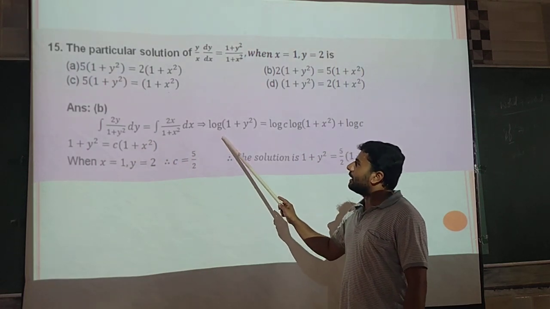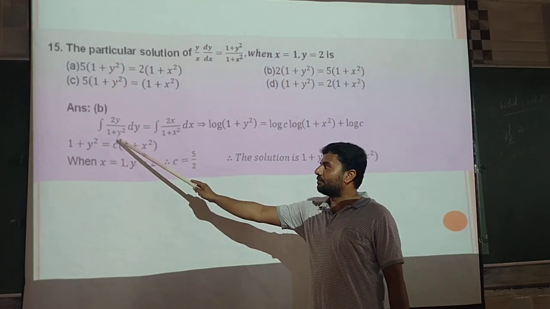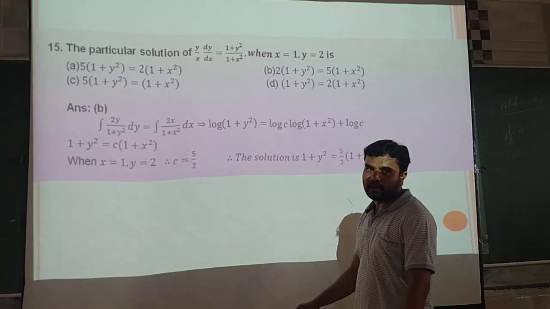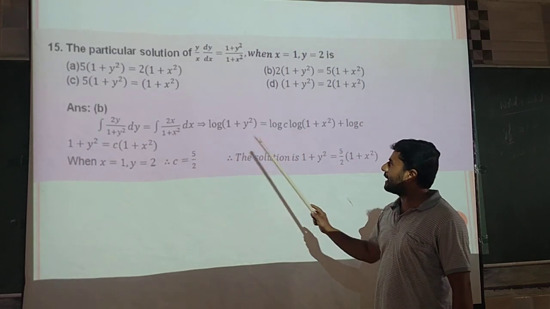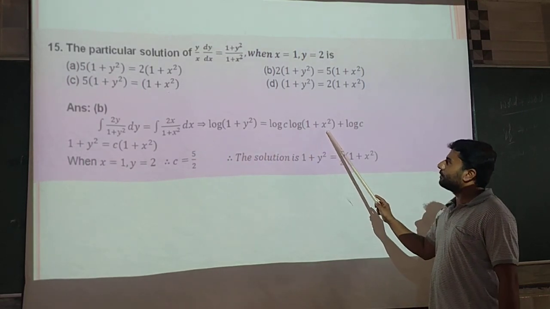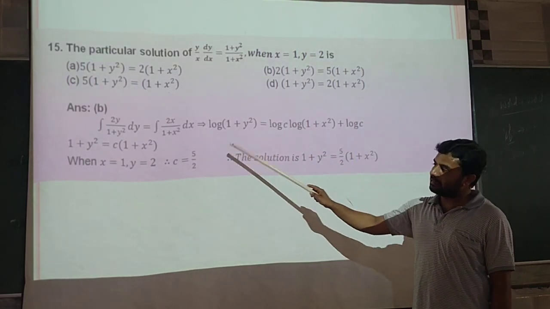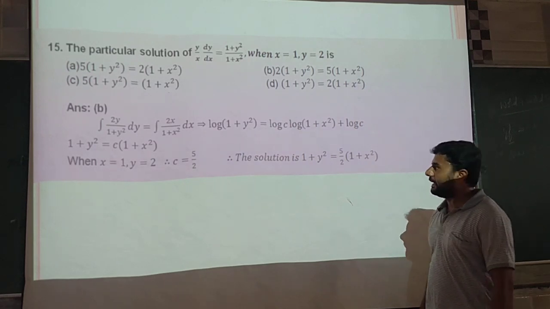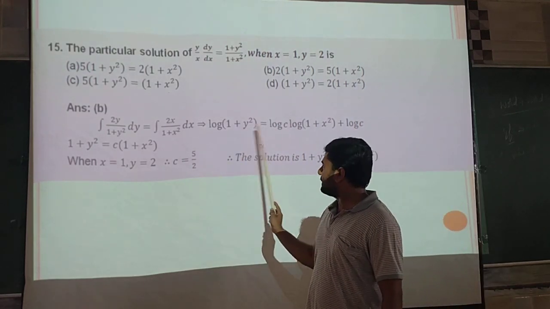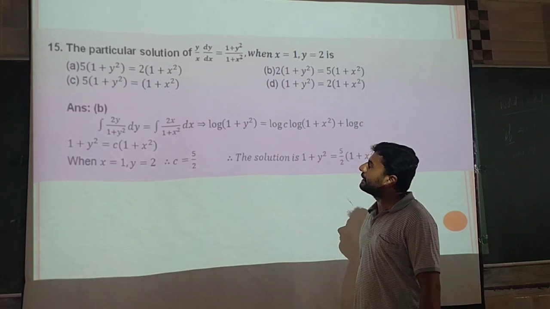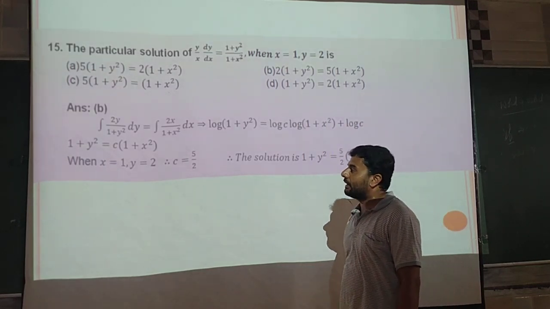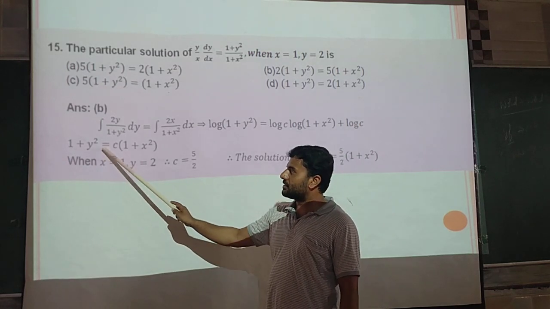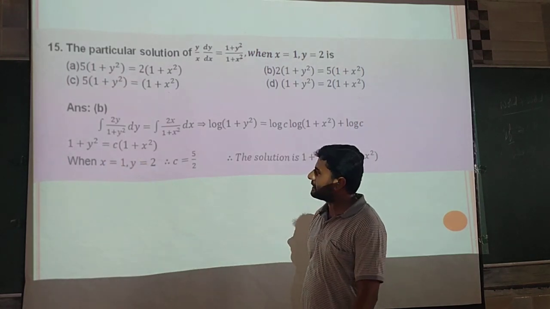Applying integration, log of the denominator: integrate 1 plus y square and differentiate 2y, then log of the denominator, that is log of 1 plus y square, is equal to, here also log of denominator, log of 1 plus x square plus integration constant log c. Then log of 1 plus y square is equal to log of m into n, the log of c into 1 plus x square. Both sides, the logs get cancelled. Remaining: 1 plus y square is equal to c into 1 plus x square.